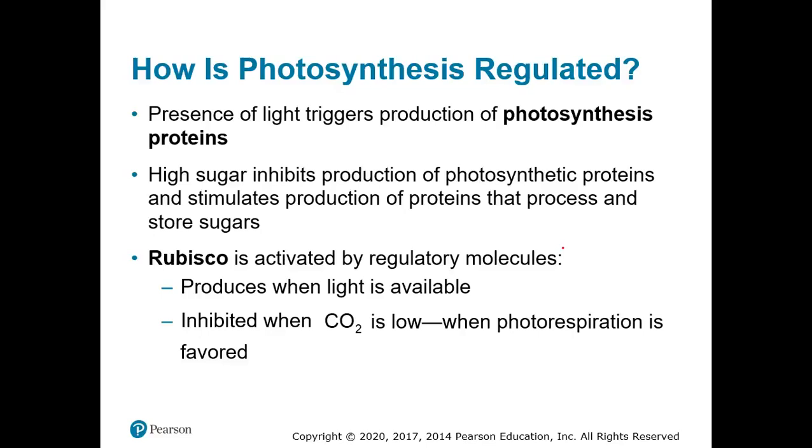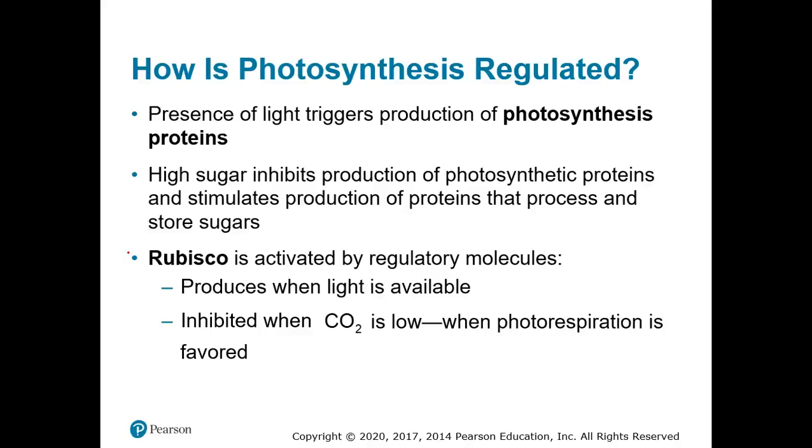We also see high sugar, right? If we have enough carbohydrates, we don't need to make more. So having a lot of sugar, a lot of carbs, can kind of stop the production of these photosynthetic proteins that make more carbs. And it's actually going to stimulate the production of other proteins that are going to start converting that carb that we just made into things like starch to store that sugar away for a rainy day.